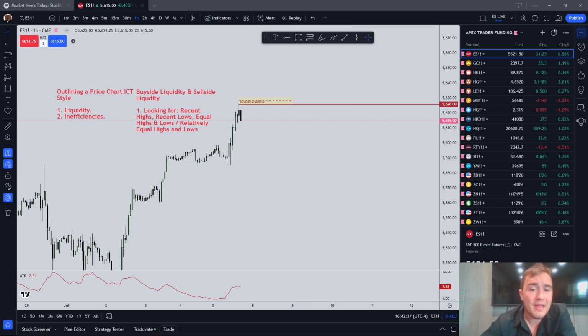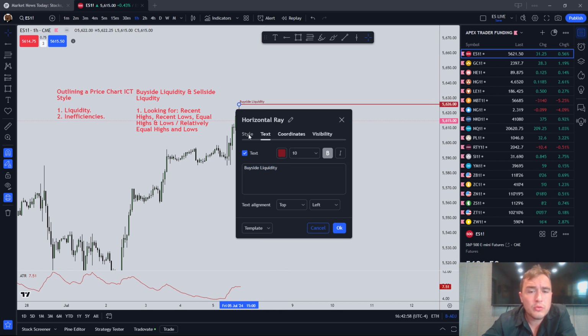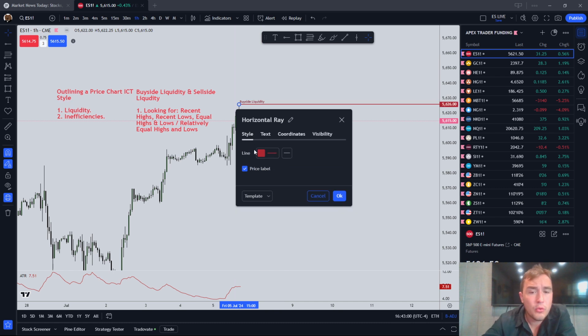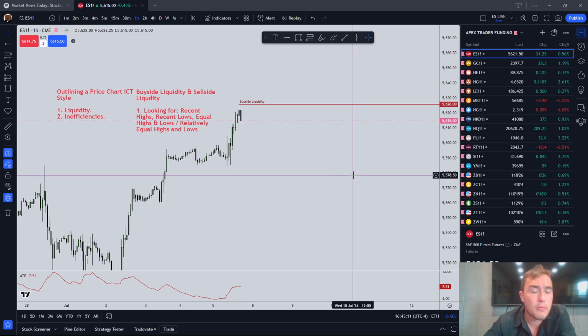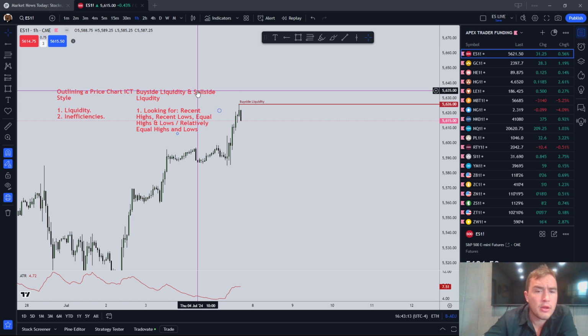The idea is that the market is always moving for liquidity or inefficiency. So the first thing that we want to do is identify where the buy side and the sell side liquidity is. We know that there is a pool of stop orders above 56.26, so that's why I put that buy side liquidity there. If you want to know exactly how I put out this tool, I've simply gone to the horizontal ray tool, clicked on the price label, and labeled it buy side liquidity in bold and 10. So that's how I mark that out. You can mark it out how you want.